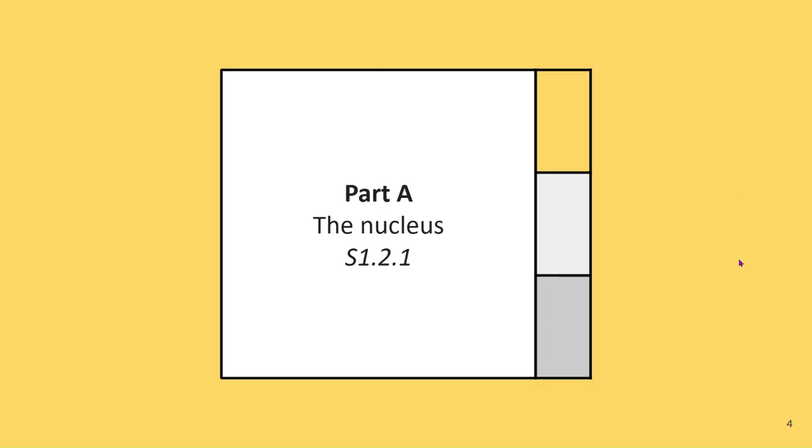So this is part A of 1.2. The nucleus is what we're going to talk about today. We'll talk about electrons in part B, I believe, or maybe that's 1.3, I can't remember. But we'll get to electrons eventually. We'll cover them briefly here though.